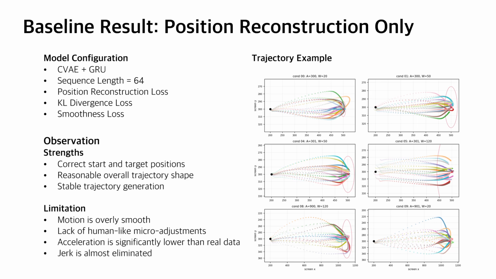However, as you can see in the trajectory example image, the trajectories were excessively smooth and lacked the small corrections commonly observed in real human cursor movement. Although the geometric shape was reproduced reasonably well, the movement dynamics such as acceleration and jerk were significantly lower than those of the real data. The result suggests that reconstructing position alone is not sufficient for generating realistic human-like cursor trajectories.